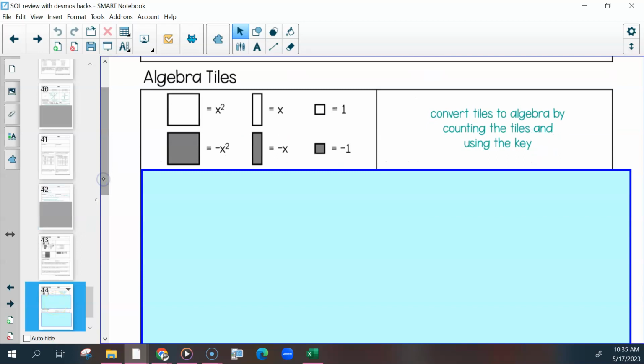And then on the last page, the last things you'll need to know are, one, algebra tile things. We haven't talked about them in a while, but anytime you see algebra tiles, they should give you some sort of key. So convert the tiles to algebra by counting the tiles and using whatever the key is. And then there's one more thing on that page.